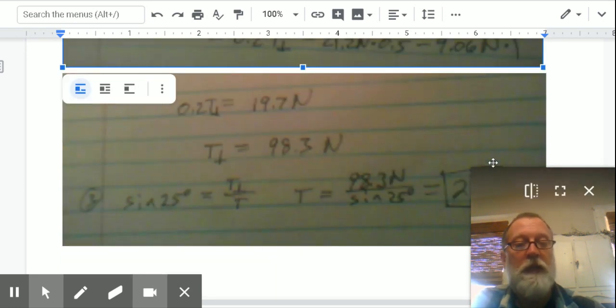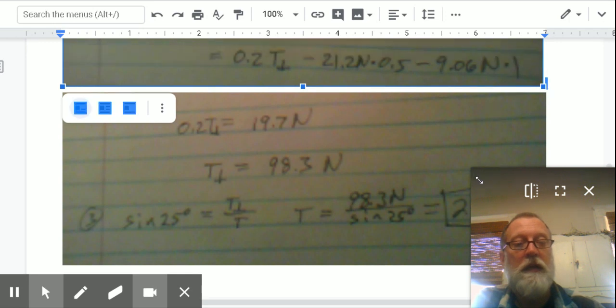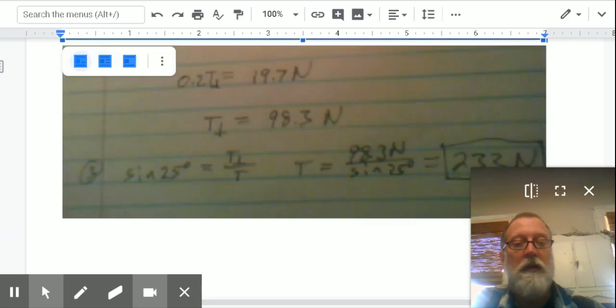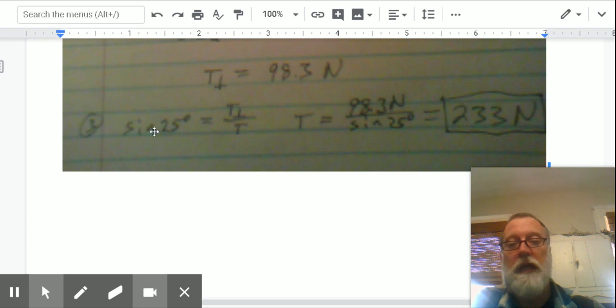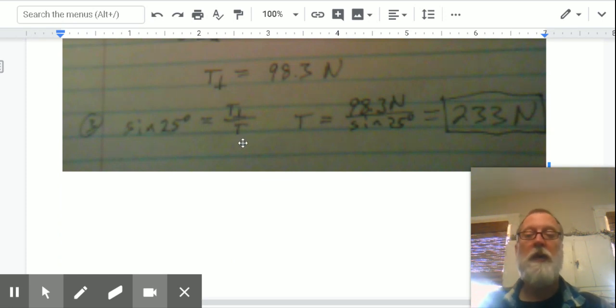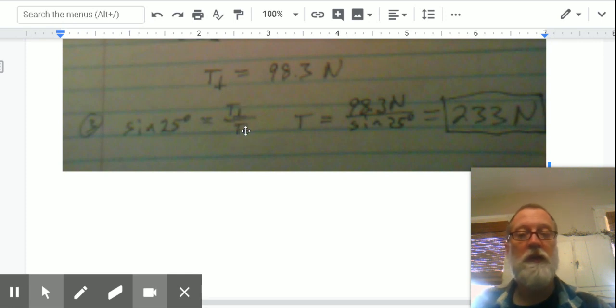So to get our final answer, we need to use our sine function, and the sine is going to equal opposite over hypotenuse, or the perpendicular component over the tension of the muscle. Rearranging that, we get 98.3 newtons divided by sine 25, which gives us 233 newtons. I hope this was helpful.